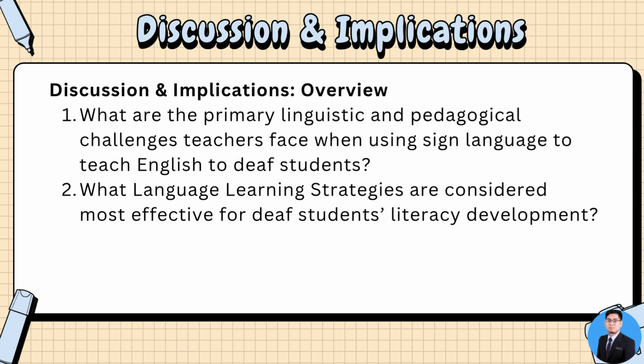Now for the key findings, discussion, and implications. In order to look at our findings and discussion, we need to identify our main objective, whether we answered these research questions. So to revise again, research question number one: what are the primary linguistic and pedagogical challenges teachers face when using sign language to teach English to DHH students or deaf students? Question two: what language learning strategies are considered most effective for deaf students' literacy development? So our findings and discussions are going to cover these research questions.